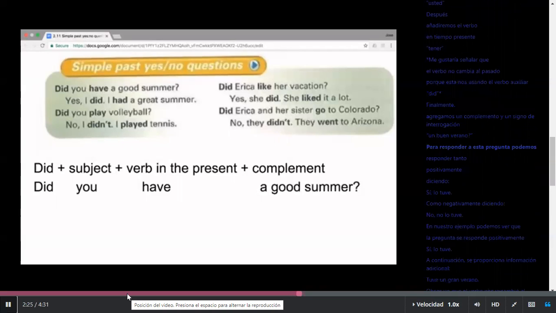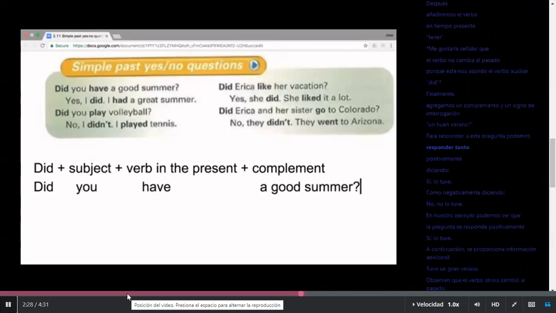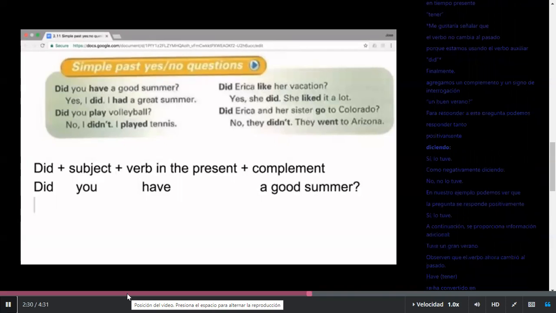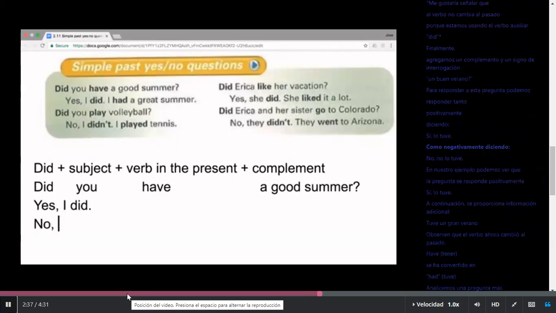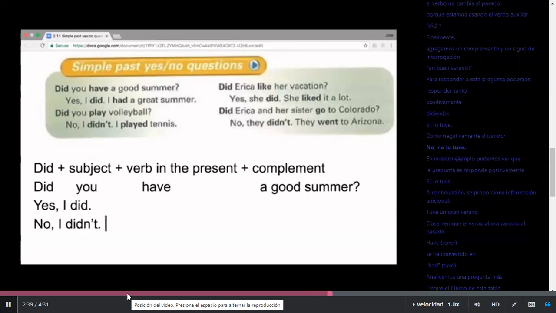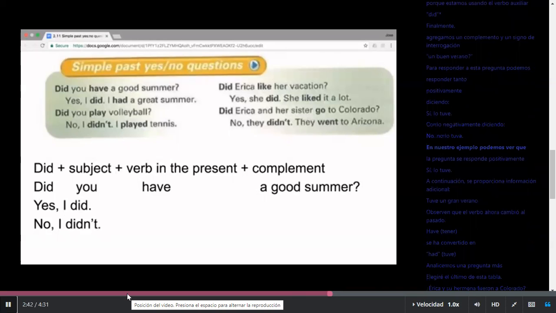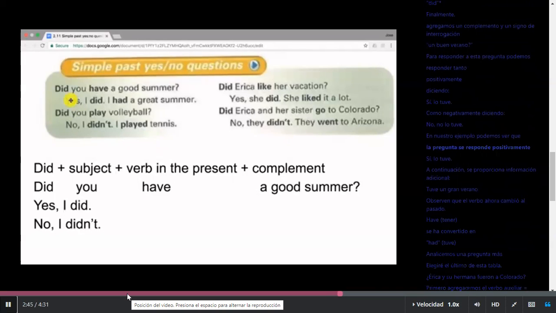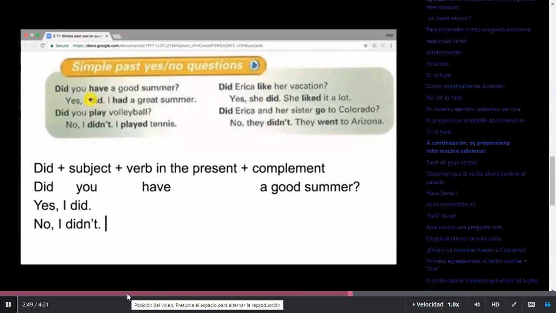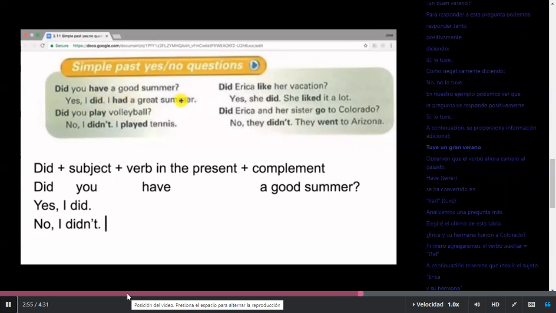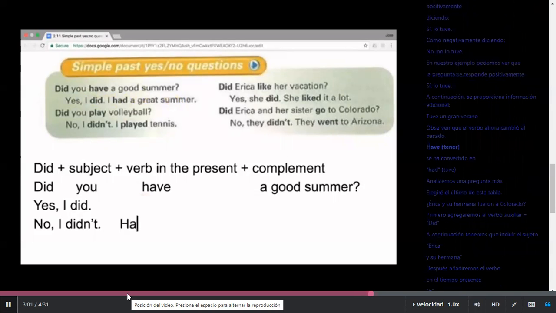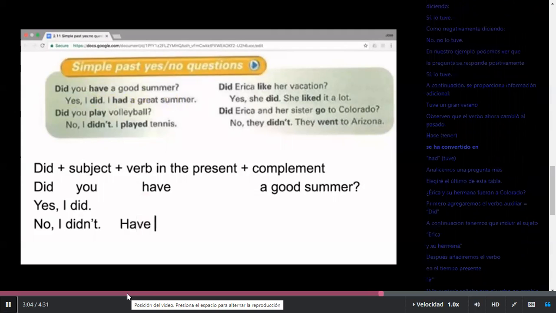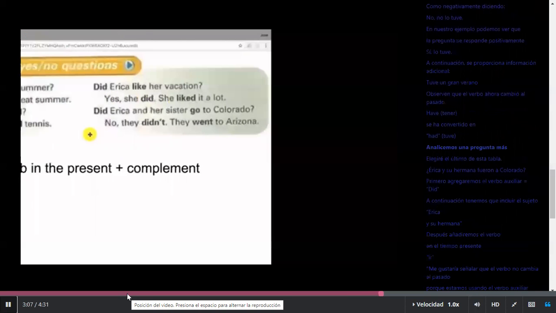To answer this question, we can answer either positively by saying, yes, I did, or negatively by saying, no, I didn't. In our example, we can see that the question was answered positively, yes, I did. Then extra information is given. I had a great summer. Notice that the verb now changed to the past tense. Have turned into had.